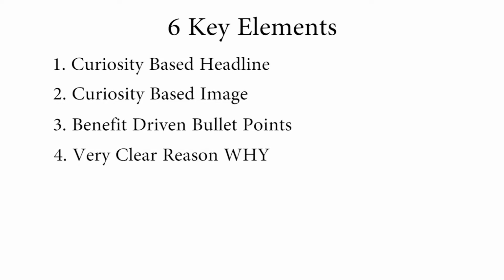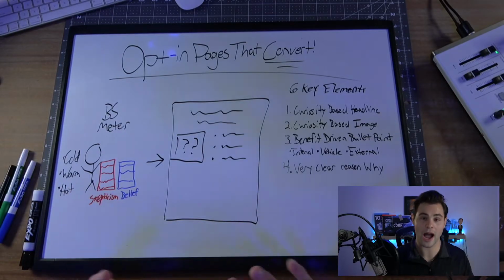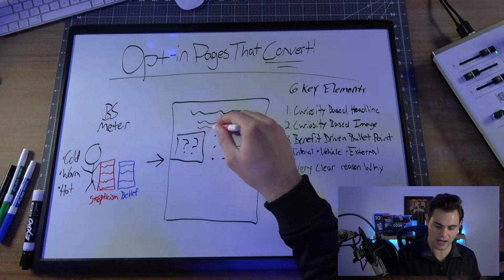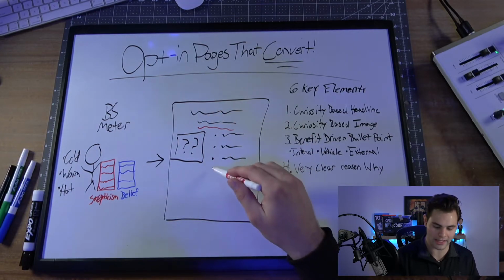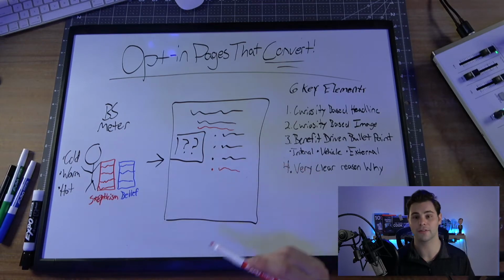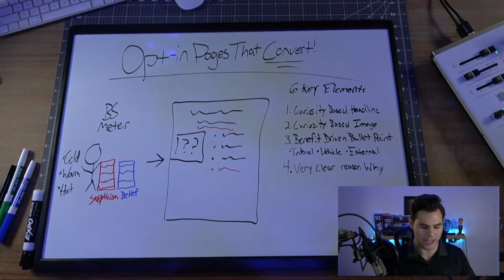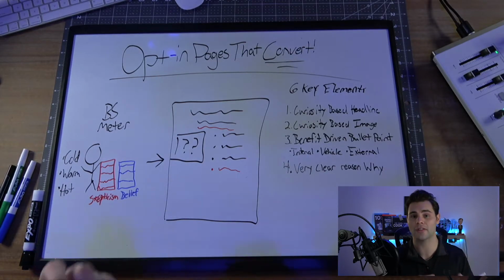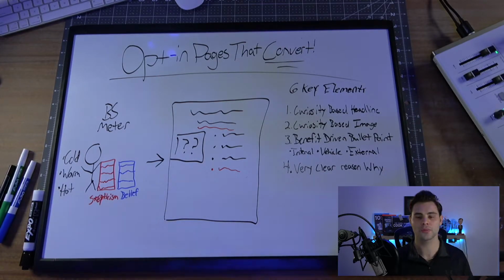Okay, so now moving on to the fourth key element of creating an opt-in page is giving them a very clear reason why you're doing this. So I generally like to put my reason why I'm doing this as a sub-headline, or sometimes I like to put it as a fourth bullet point. It just depends on how you're laying out your page, but it's very important that you have a very clear reason why, because people are skeptical.